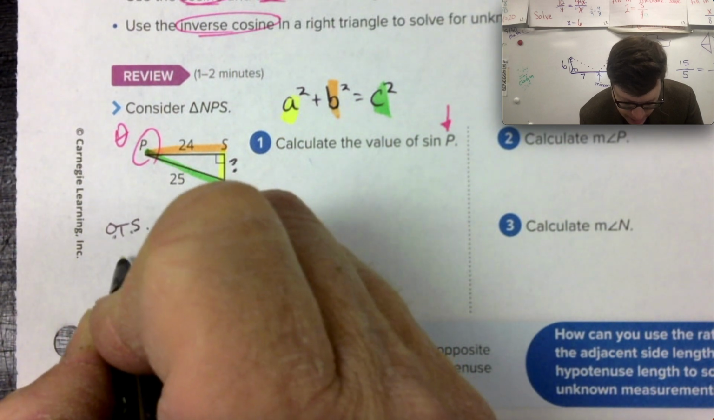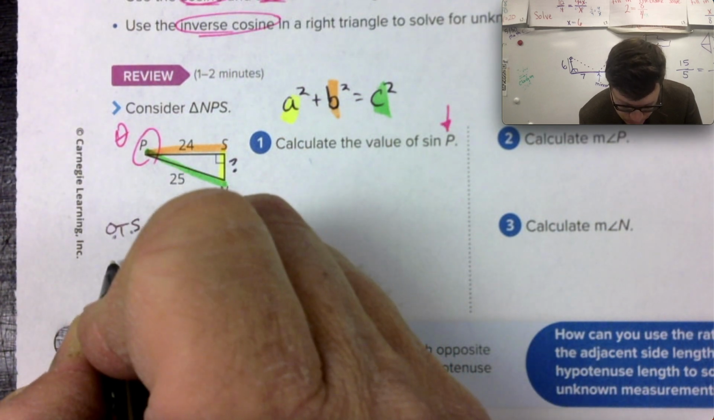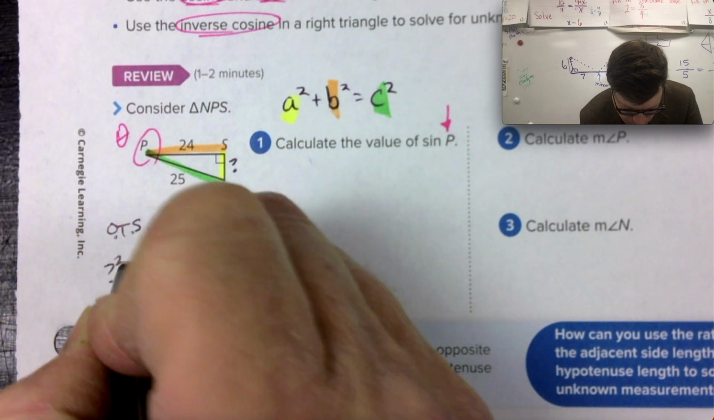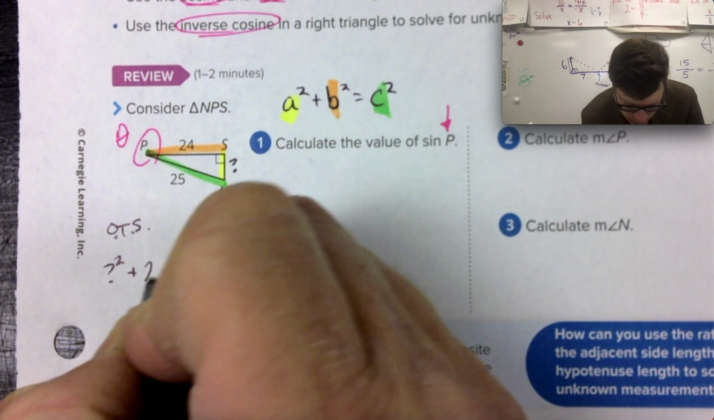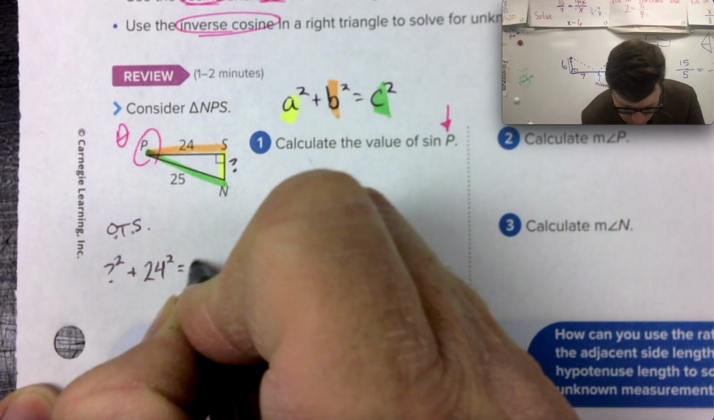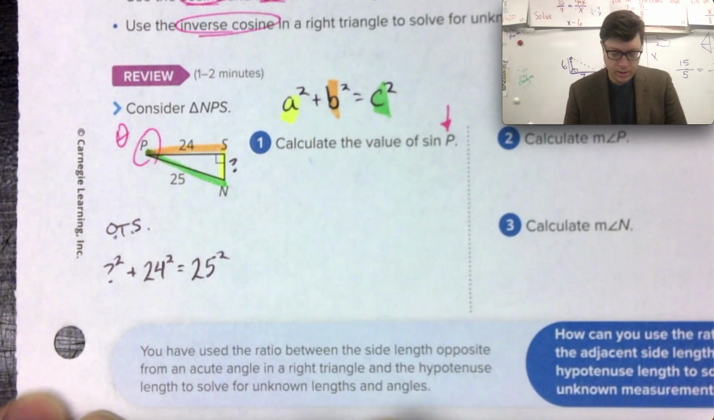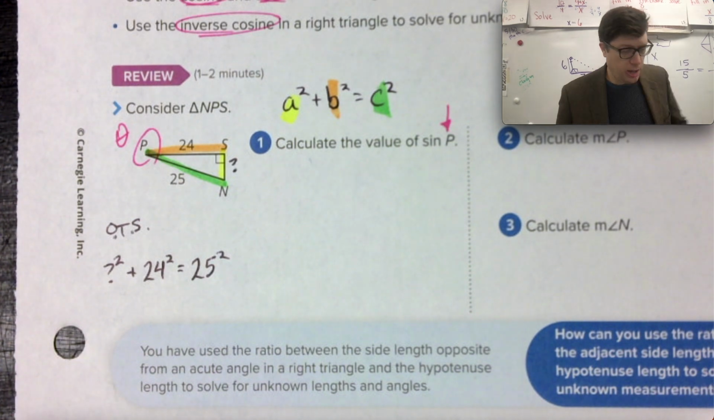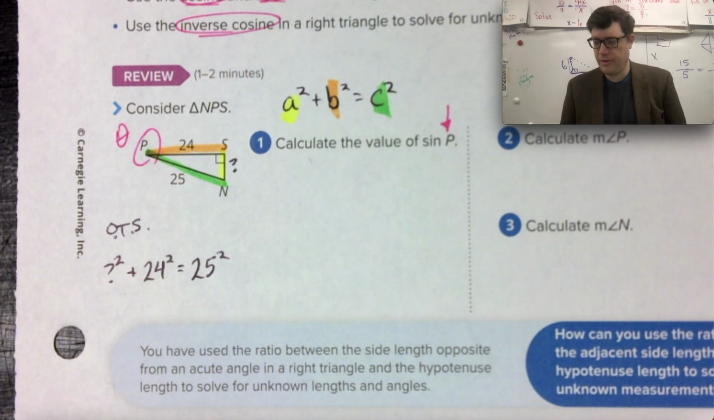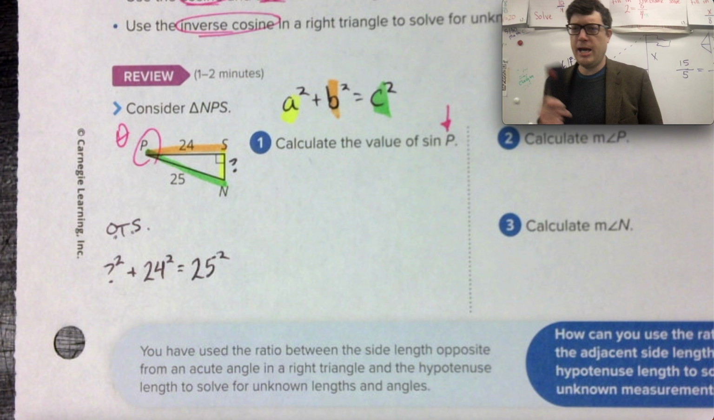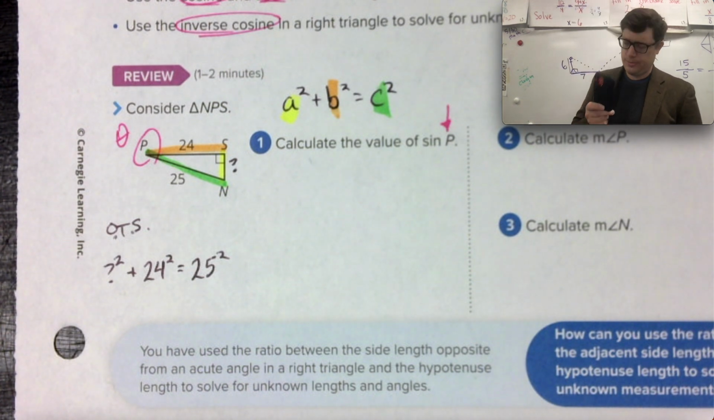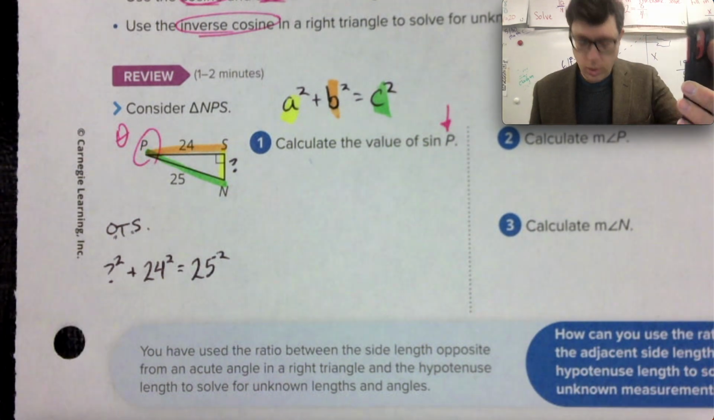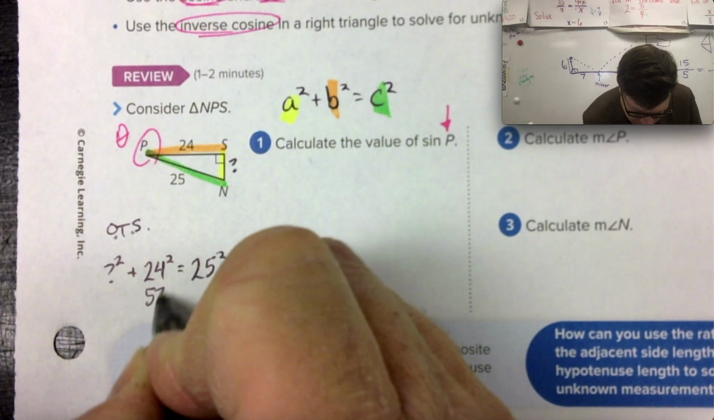We're going to do question mark squared plus 24 squared equals 25 squared. 24, 25. Now I need some help on this one. I can figure out where my device is. Hey Siri, what's 24 squared? It's 576. Okay, this is 576.